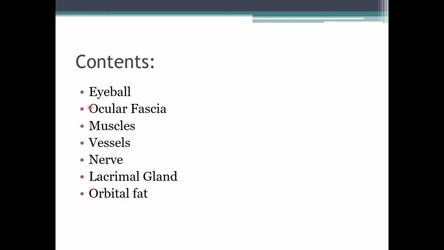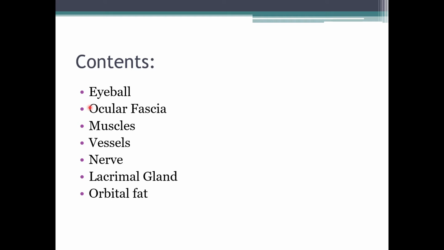The most important content is the eyeball, and the eyeball will be dealt with separately in histology even. Then there is the ocular fascia. There are two types of ocular fascia: the orbital fascia and the bulbar fascia. The orbital fascia lines the orbit, and the bulbar fascia lines the eyeball. So there are two types of fascia which we will be discussing.